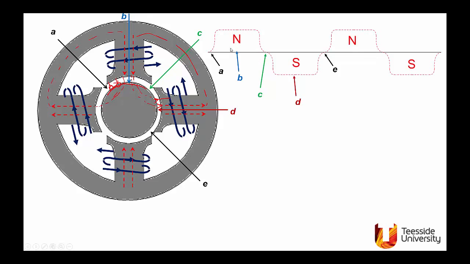We call this north-south. That's flux going in one direction, and this is going in the other. We can reverse them if you like, but the convention is if the flux is going out of a surface, it's north. If it's going into a surface, it's south. Anyway, that's the flux distribution. And if you calculate it, we'll talk about this in a second.